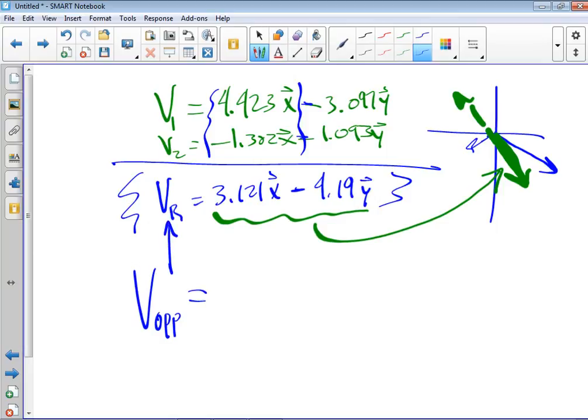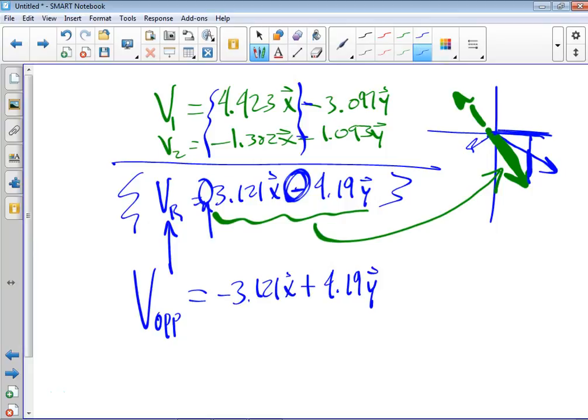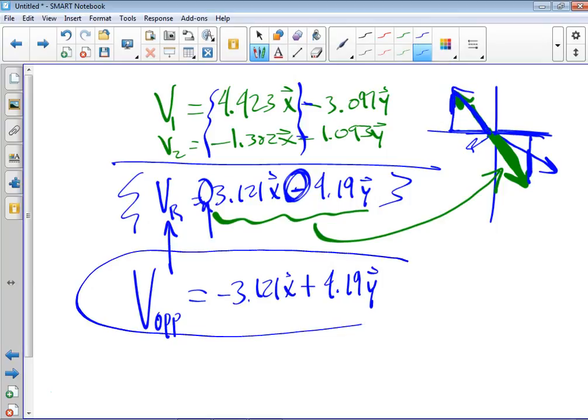To get it, the easiest way is to change the signs. So, for example, this is positive. You don't see it, but it's positive. Make it negative. Negative 3.121 is now your x component. And this is negative, so make it positive. Boom. So now, instead of going positive, negative to get to there, we're going to go the same amount negative, positive, and get to the exact opposite direction. So this is basically our answer, but it's in component form.